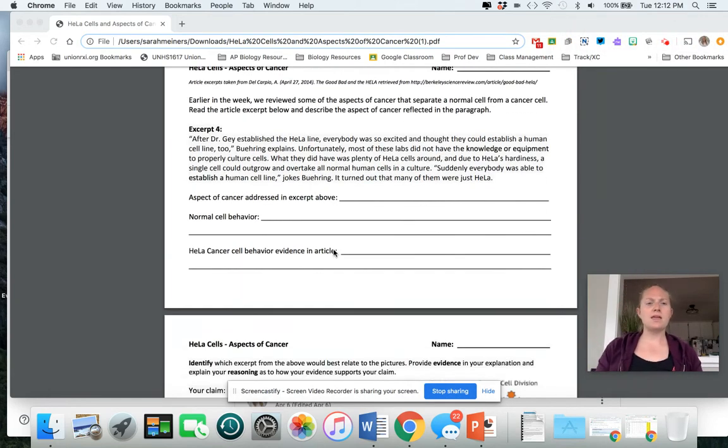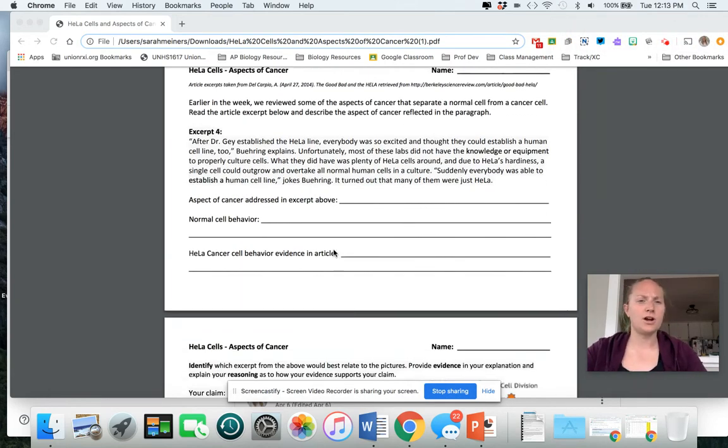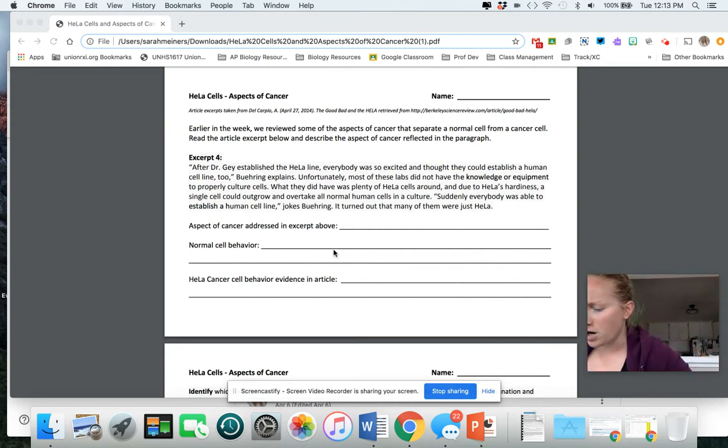Excerpt number 4. On excerpt 4, we have this HeLa line, and this high rate of reproduction and a lack of contact inhibition. So that's the aspect of cancer we're looking at. You could have high rate of replication, reproduction, or lack of contact inhibition. Both of these were being talked about here.